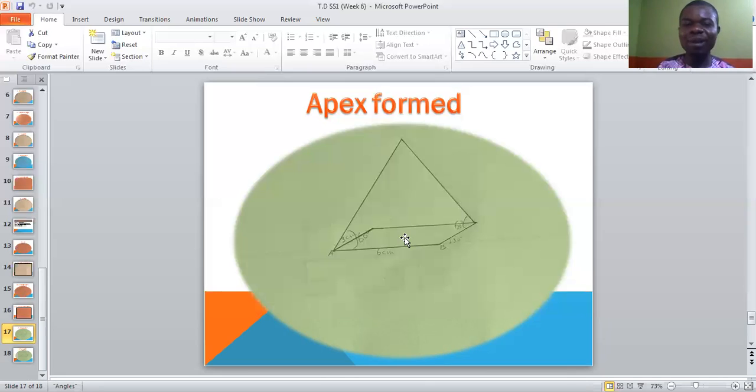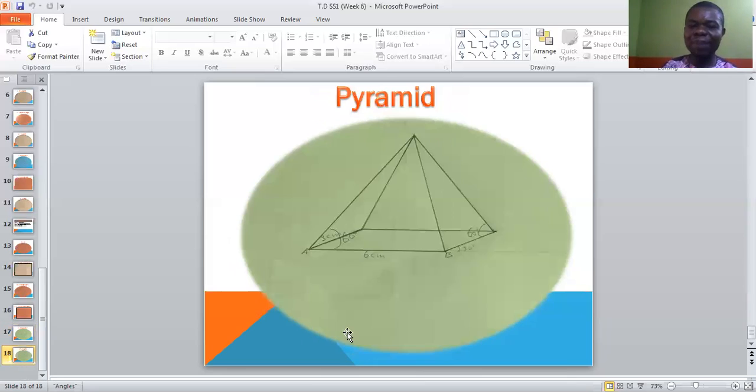Then the next thing you do is to join this point C to meet the apex too. You now have different things produced there. You have joined the C, and then you also make B go and join the apex too. This is a pyramid cone or a pyramid that has been produced.